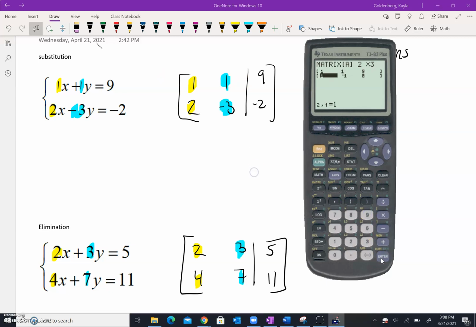Yours might not have any numbers if you've never used it. 2, -3. I just type it and press enter, and then a -2.